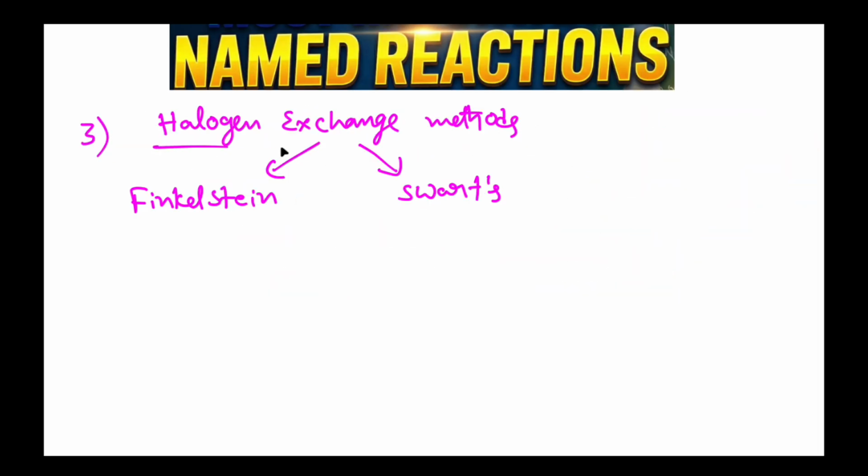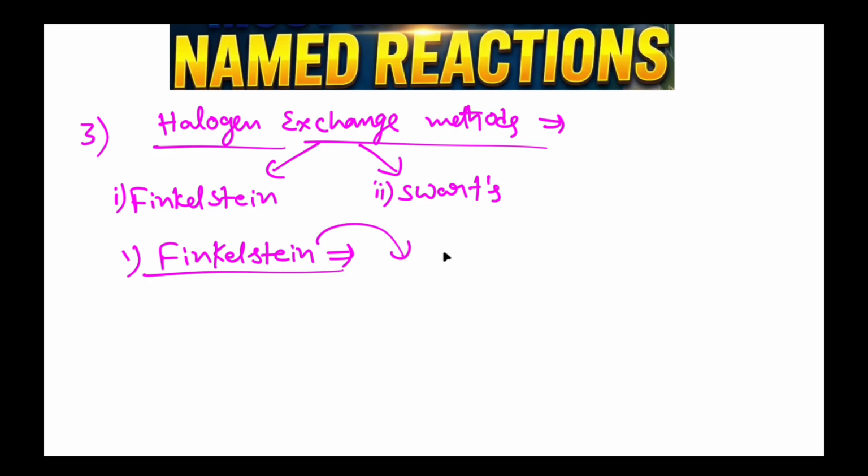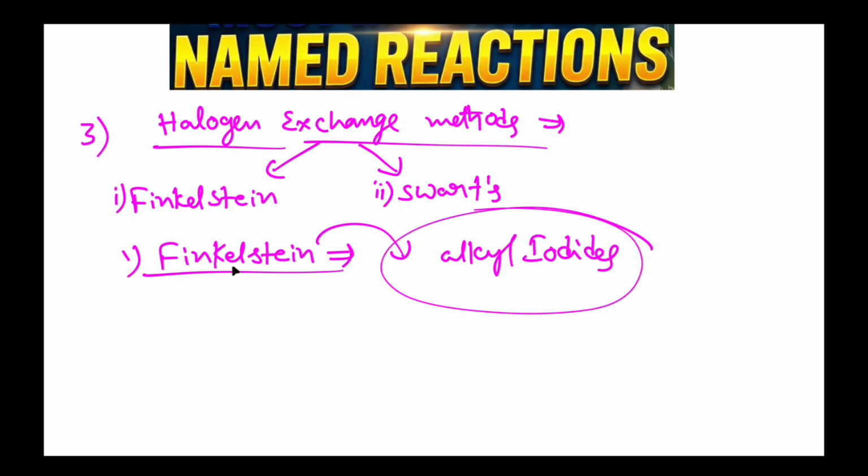The next reaction is the halogen exchange methods. In that, one is the Finkelstein reaction and another is the Swarts reaction. Number one, the Finkelstein reaction. In the Finkelstein reaction, we can prepare alkyl iodides only. In this reaction, alkyl bromides or alkyl chlorides are reacted with sodium iodide in the presence of dry acetone.